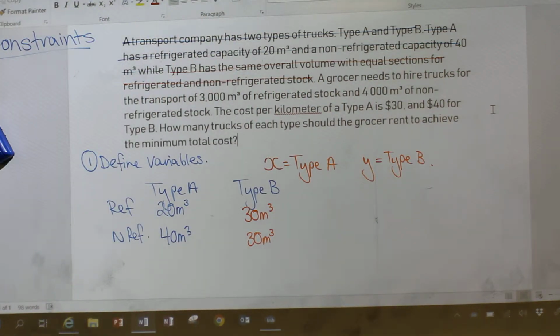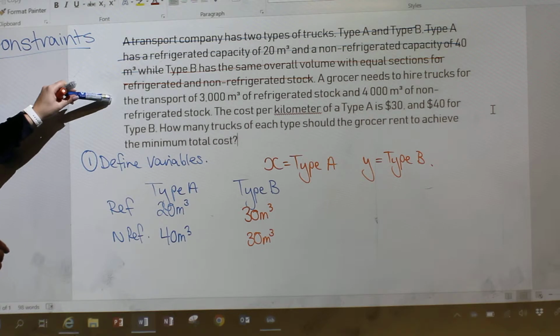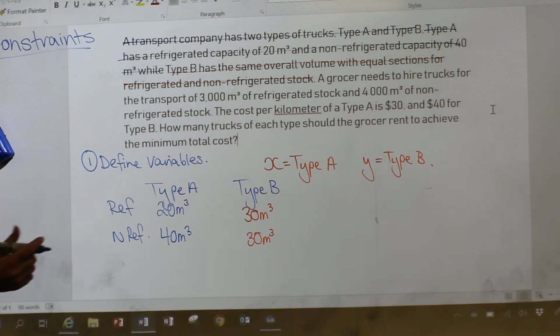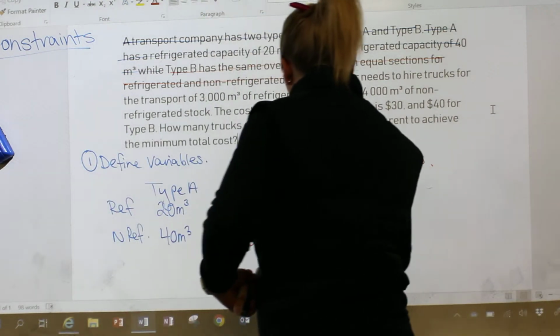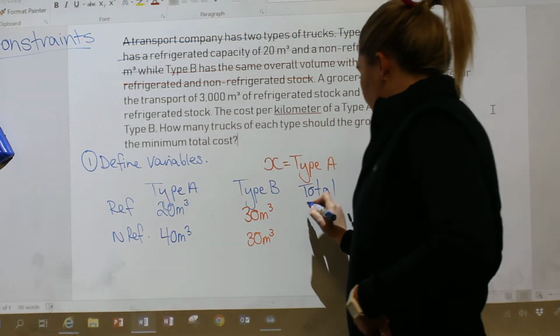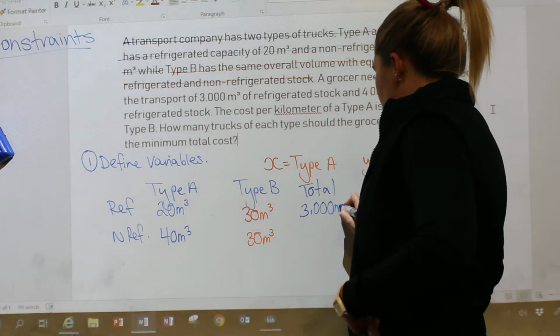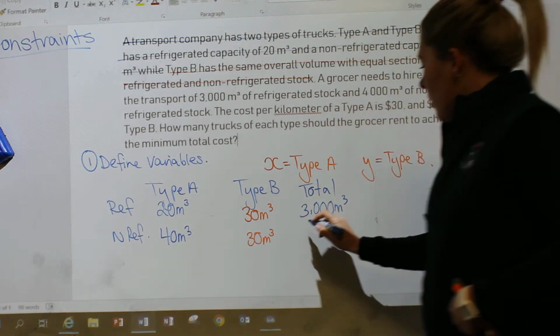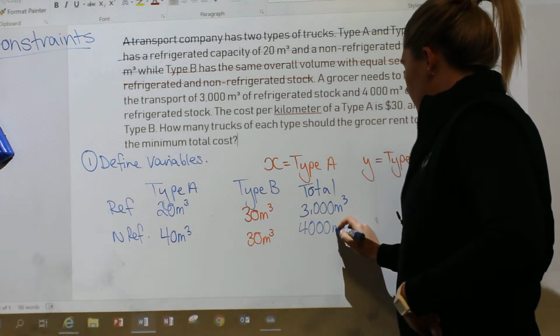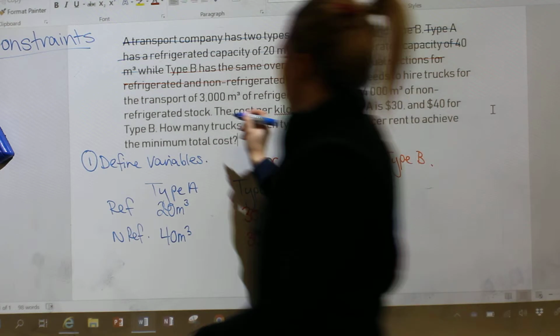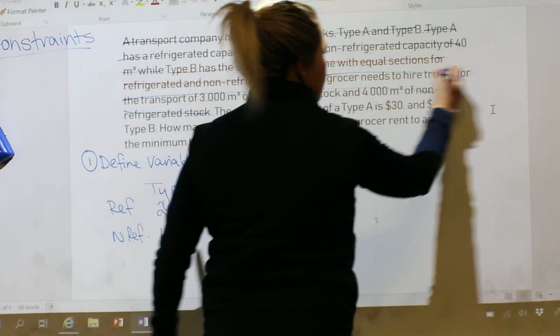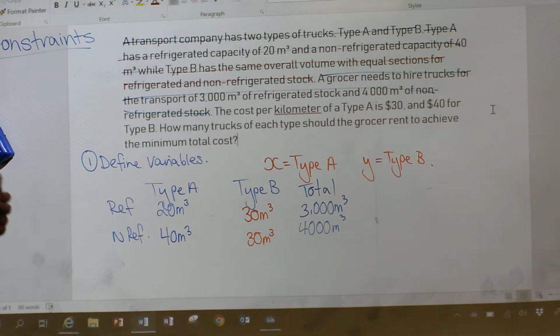A grocer needs to hire trucks for the transport of, and we're looking at the total now, 3,000 metres cubed of refrigerated stock. So we need a total column here, and this total column is going to have 3,000 metres cubed of refrigerated stock and 4,000 metres cubed of non-refrigerated stock. Once again, now all this is addressed. The cost per kilometre of type A is 30 and type B is 40. How many trucks of each type should the grocer rent to achieve the minimum total cost?